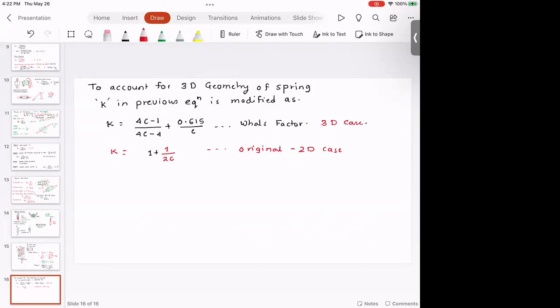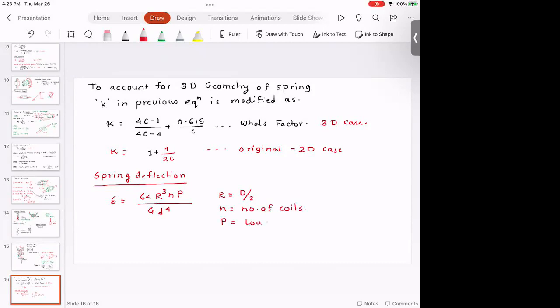And there is one more equation that is used, that is given for spring deflection. That is 64 R cube N P divided by G d raised to 4, where R is the coil diameter divided by 2, N is equal to the number of coils, P is equal to the load, G is equal to the shear modulus, or modulus of rigidity.